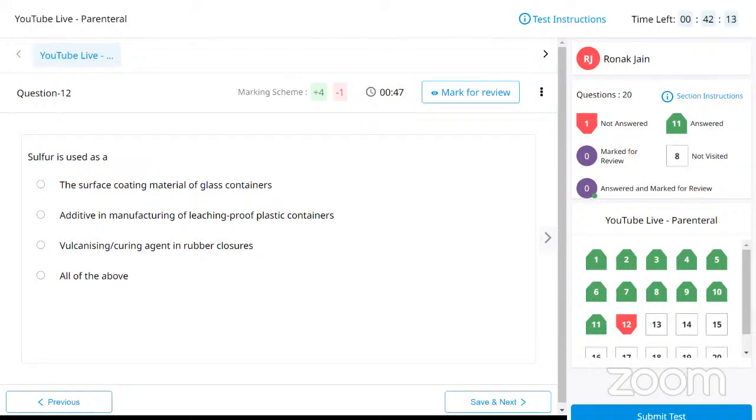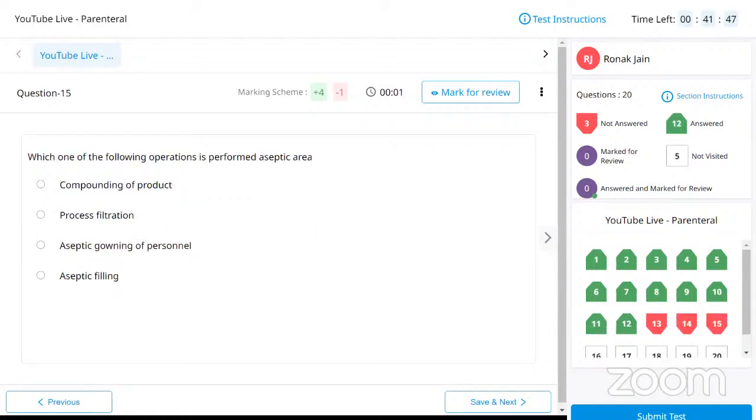Sulfur is more of providing strength. When we add sulfur, it provides more strength to rubber closures, and it is more of providing stability to the rubber material. So the answer here is option C. Sulfur is used as a vulcanizing and curing agent in rubber closures. So moving on to the... sorry, I missed two questions.